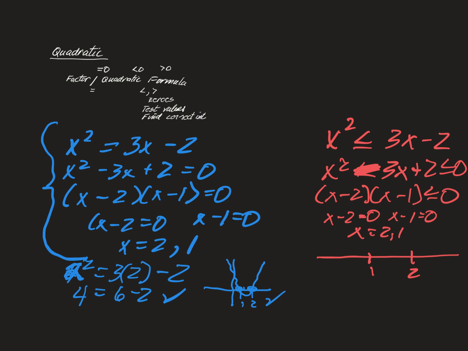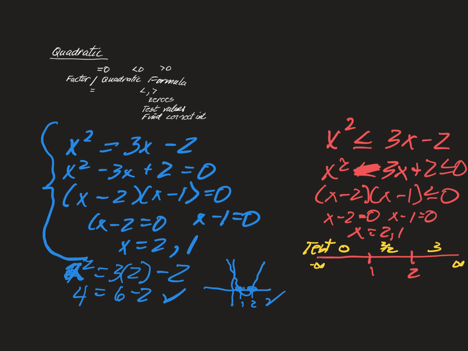And so then what I do is I pick test values in each interval. If you remember, the intervals are from negative infinity to 1, 1 to 2, and 2 to positive infinity. I just need to pick a number in each interval. From negative infinity to 1, I'll pick 0. From 1 to 2, I'll pick 1.5 or 3 halves. And bigger than 2, I'll pick 3. You could pick any number in those intervals. Those are just what I picked.